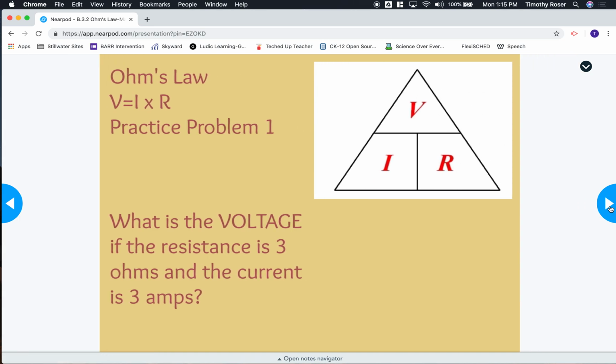All right, we're going to do some practice problems here because honestly, Ohm's Law is just about doing problems, and Mosaic is super excited about that. So we are going to do this first one. I want you to try each of these on your own. So our first problem is, what is the voltage if the resistance is 3 ohms and the current is 3 amps? Go ahead and pause the video and try to do this problem on your own.